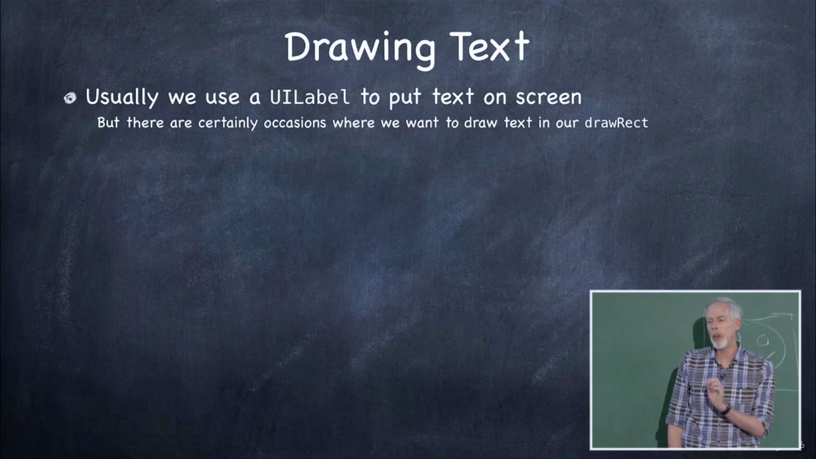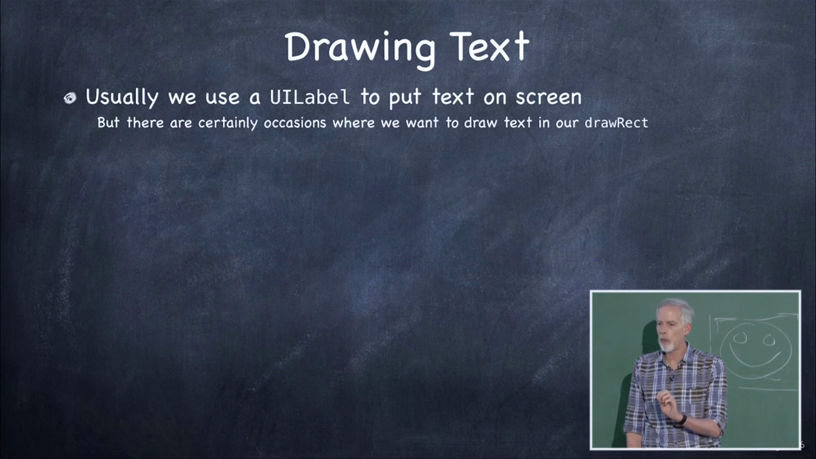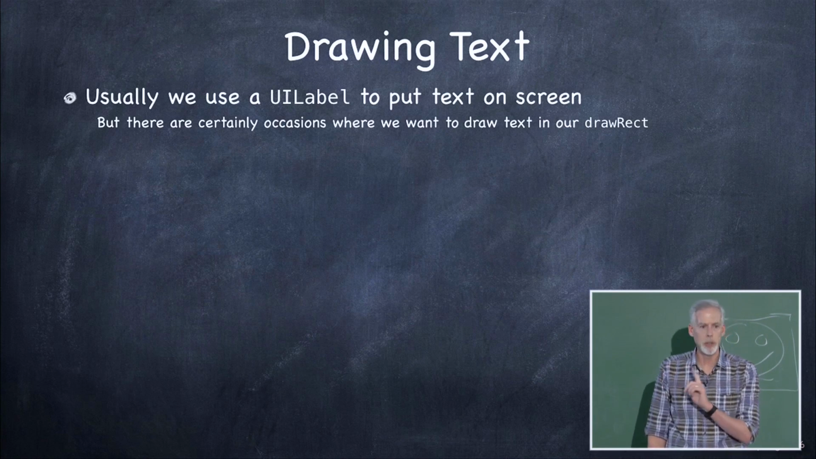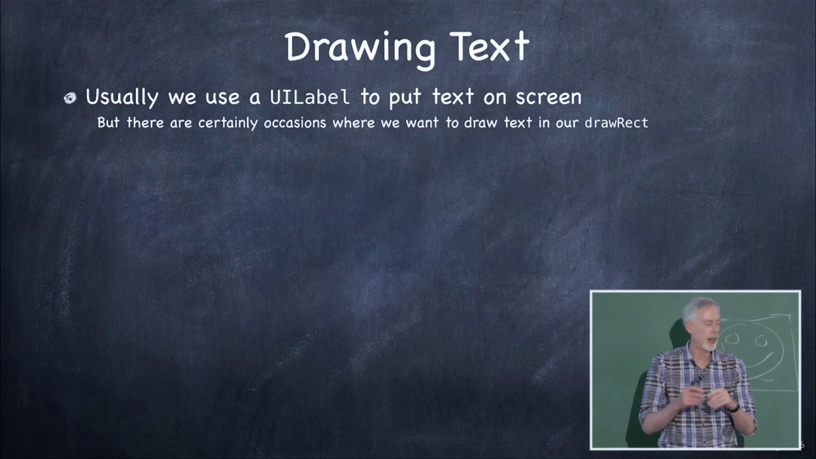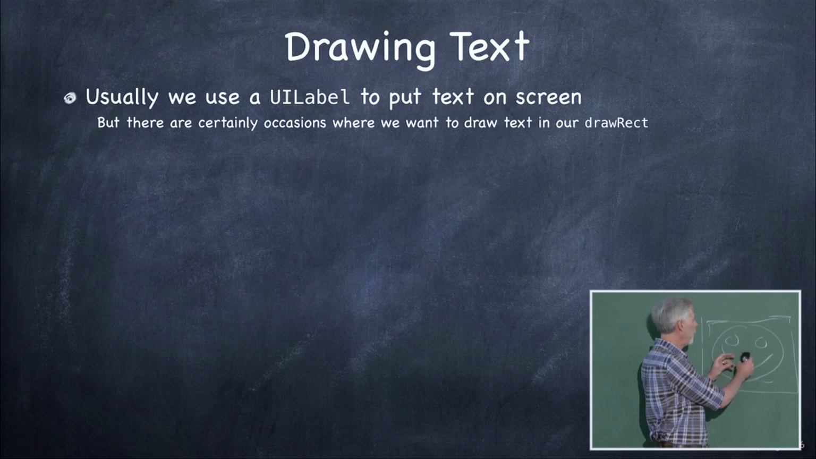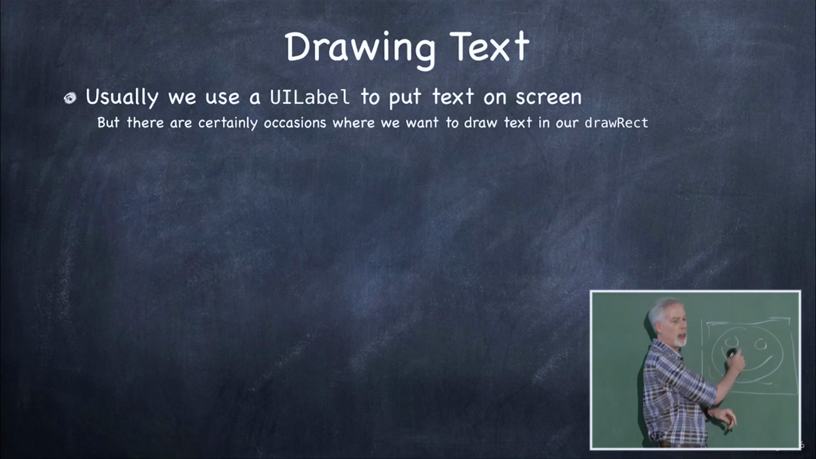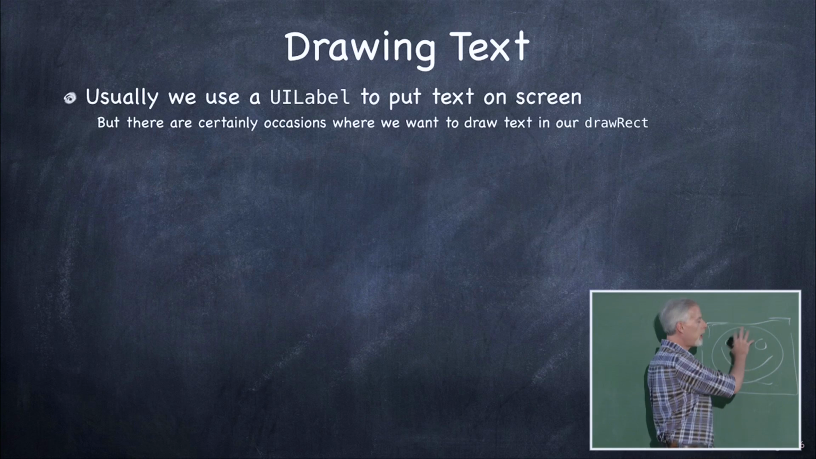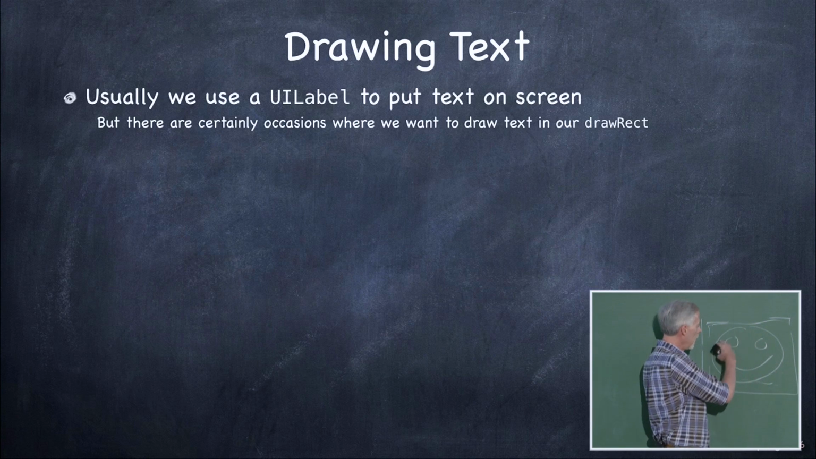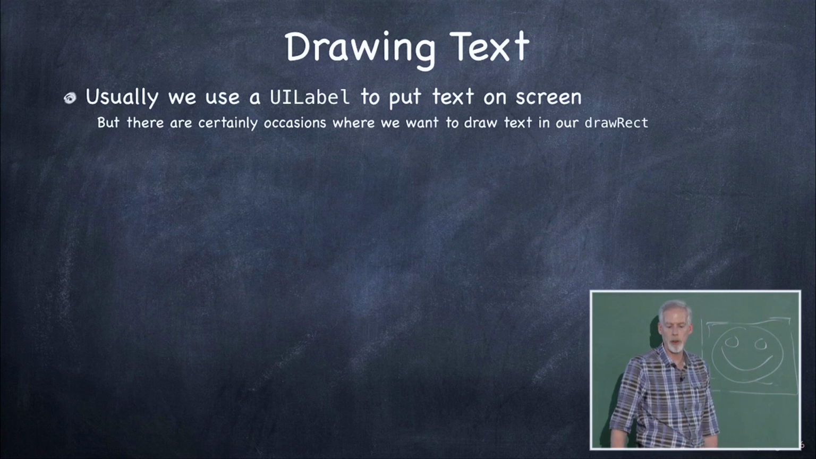But most of the time, we don't draw text even in our draw rect. We draw it by using UI label, which you're used to already. Okay, we just have a rectangle, boom, we put it on here. If we wanted to say hello on this guy's forehead, we might put a UI label right there, say hello, okay? But what if we did want to draw in our draw rect? What if we wanted to put some text in here and we didn't want to put it as a subview, a UI label subview on our face view?